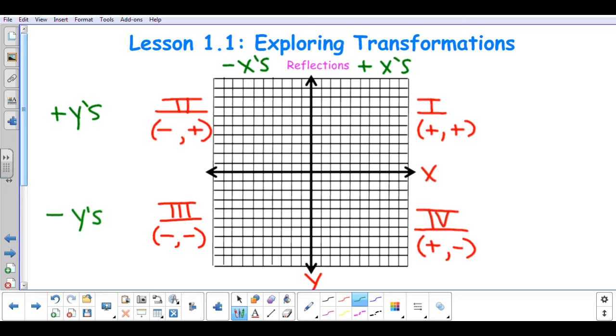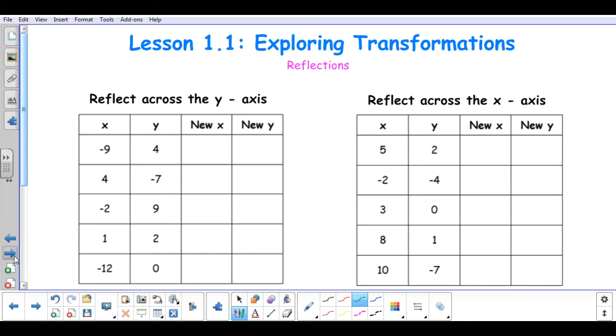Because if I would flip any points from the top over the x to the bottom, it's going to be changing the y. And if I would flip anything from the right side over the y-axis, it's going to change those x's. So here in our example, in our first table, we're going to reflect across the y-axis. So if you remember, if I reflect across that y-axis, it's going to be the x coordinates that are going to be changing. So they're either going to be going from positive to negative or negative to positive.